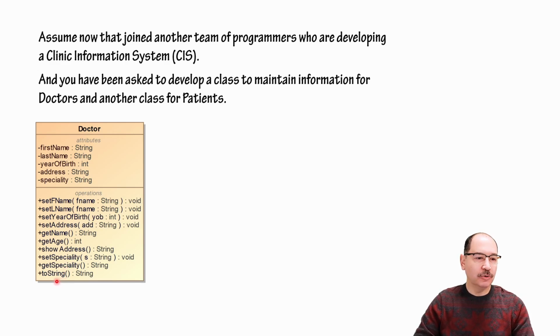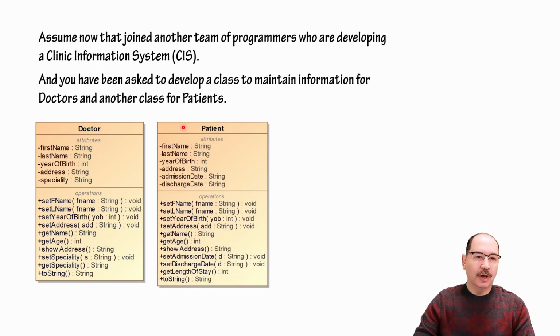And also you need to override the toString. And you also defined another class for the patient, and also for the patient you need to maintain the information about the first name, last name, year of birth, address, and also you need to maintain information specific for the patient about the admission date to the clinic and the discharge date, in addition to the set of setters and getters to set the value for these fields and to get their values. And at the same time you define the toString method in order to display or to return a string maintaining the information of this patient.